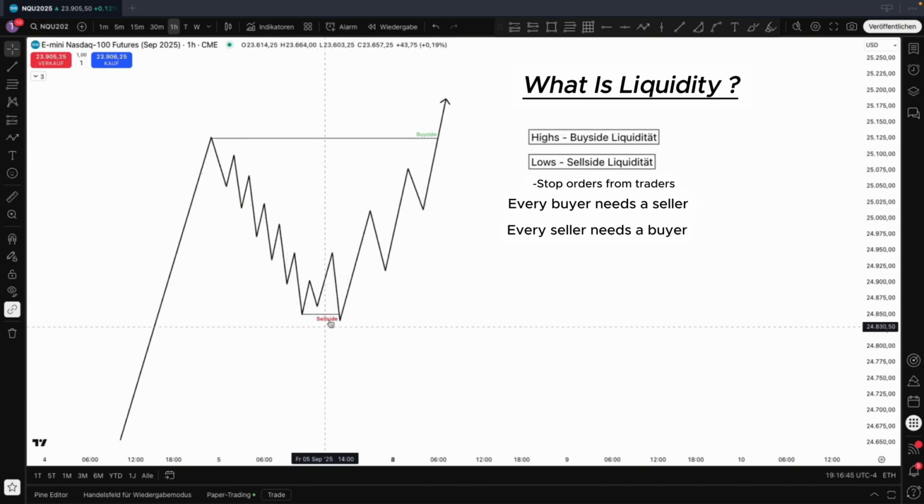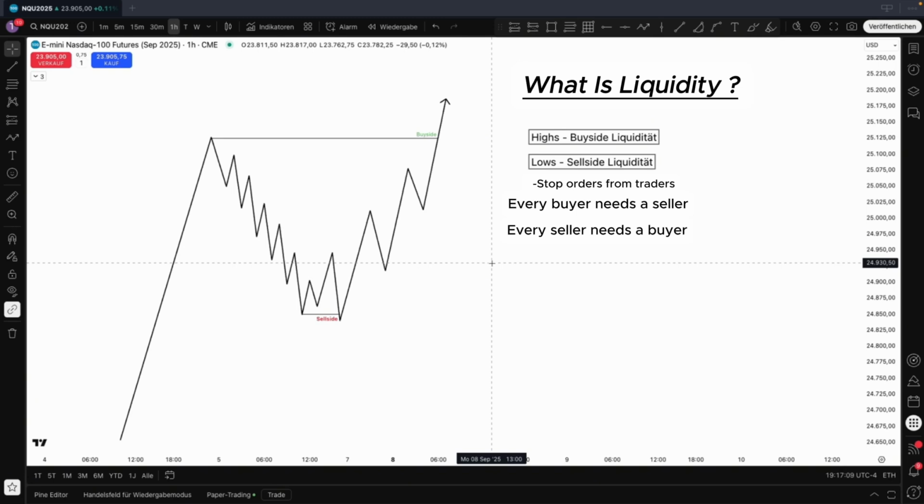On the other hand, sell-side liquidity is found below swing lows. So under every swing low here that hasn't yet been taken out by the market, there is what's called sell-side liquidity. So what exactly is that? Liquidity, buy-side and sell-side, are stop orders placed by traders.